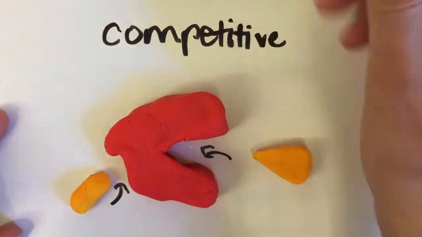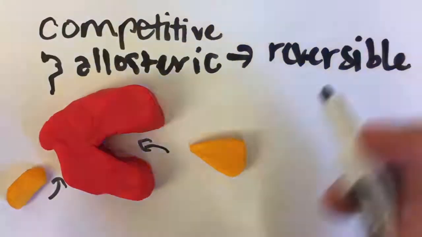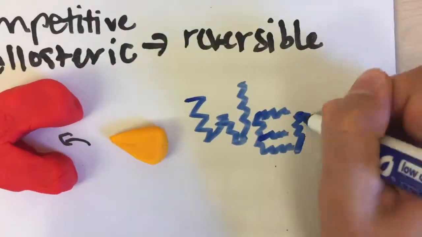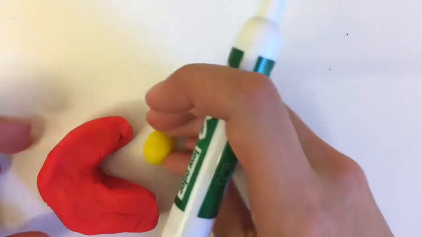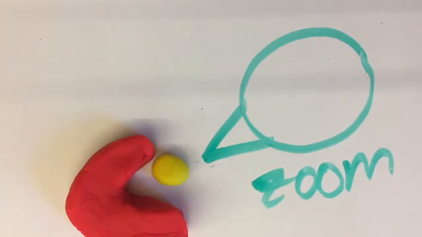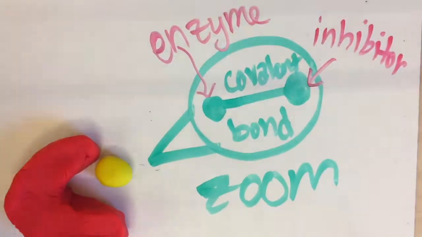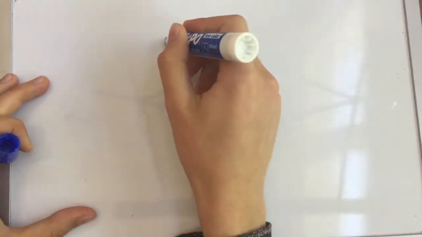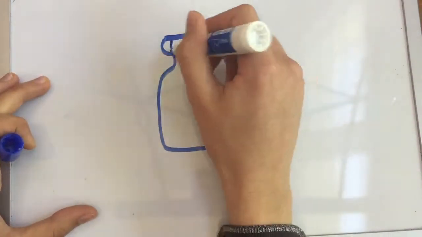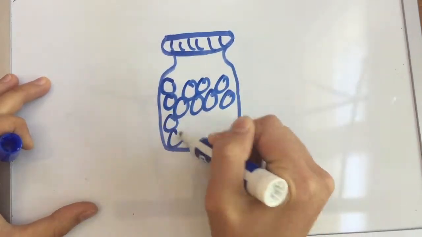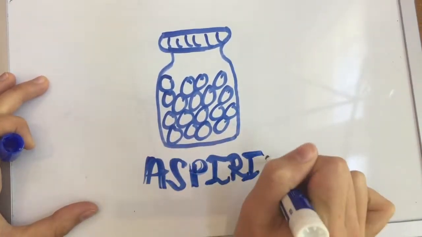Both of these types of inhibition are reversible because only weak bonds are formed between the enzymes and the inhibitor. However, other inhibitors form covalent bonds with the enzyme, which permanently alters the shape of the active site. One example of this form of inhibition is aspirin, which is an irreversible inhibitor that stops pain.